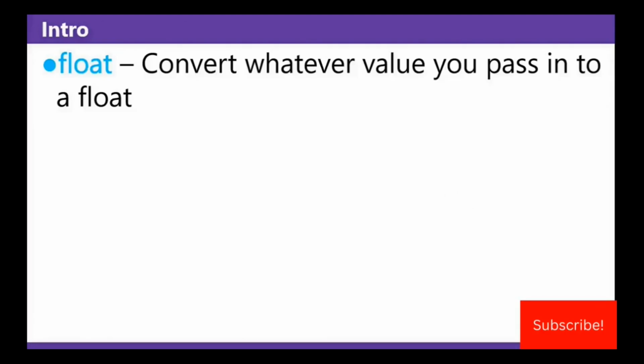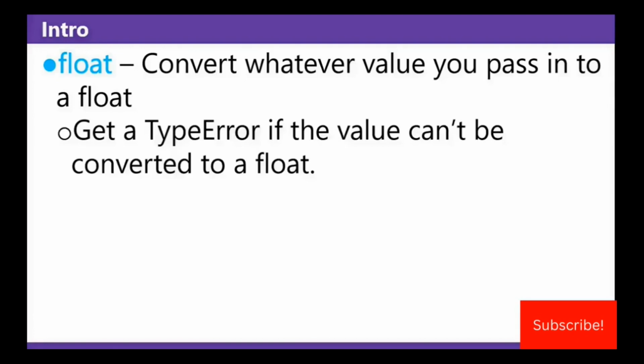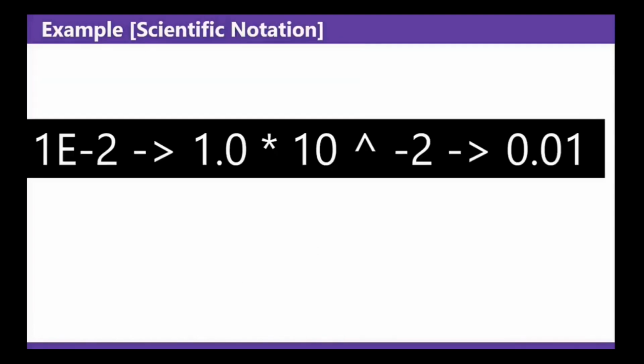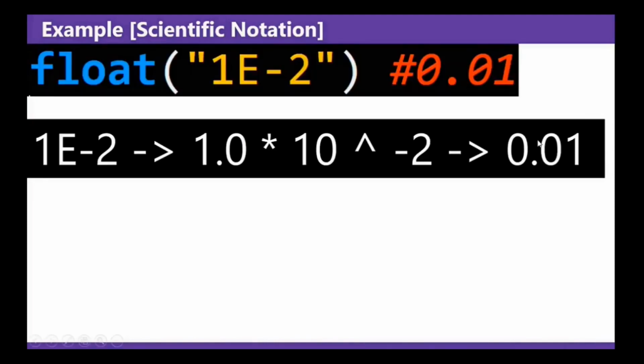The float function in Python is used to convert whatever value you pass into a float. You get a type error if the value can't be converted to a float. For the special values, you can convert the string nan, meaning not a number, to the float nan. Also, you can do something similar with the strings of positive and negative infinity. You can also pass scientific notation strings into the float function. If you're rusty on your scientific notation, 1e-2 means 1.0 times 10 to the negative 2, or 0.01.